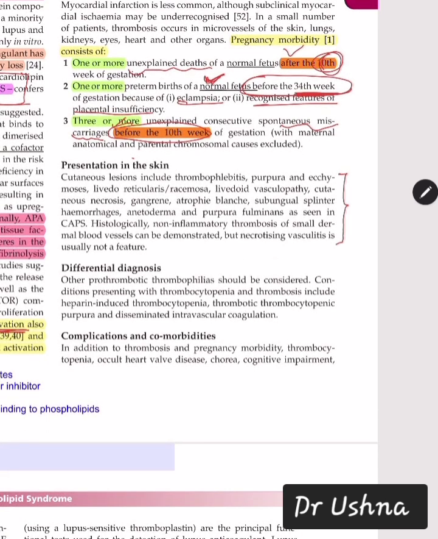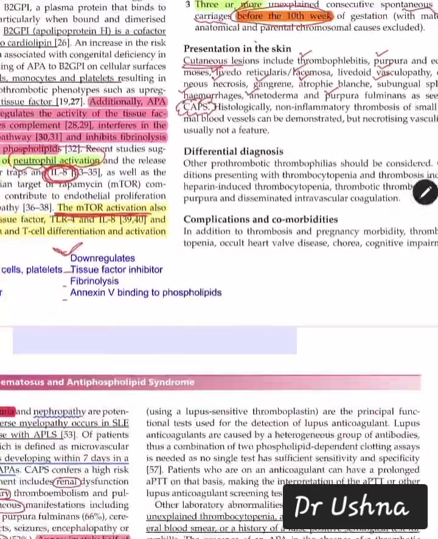Another important thing is the skin findings of APLA: thrombophlebitis, purpura, ecchymosis, livedo reticularis racemosa, vasculopathy, necrosis, gangrene, atrophie blanche, subungual splinter hemorrhages, anetoderma, purpura fulminans, and an important complication, CAPS. We are going to discuss it later on.